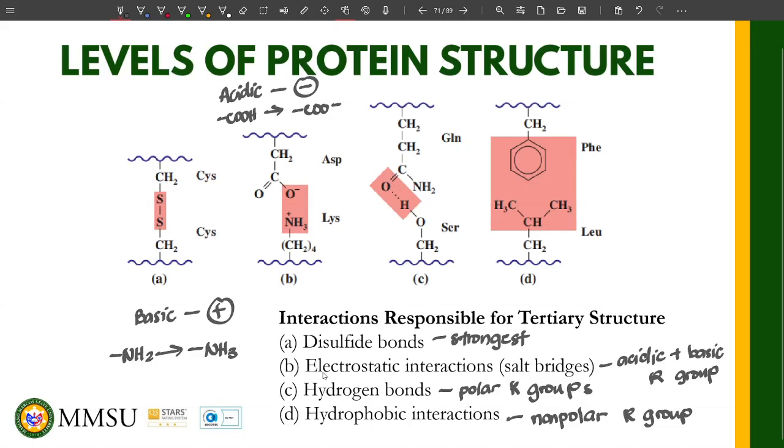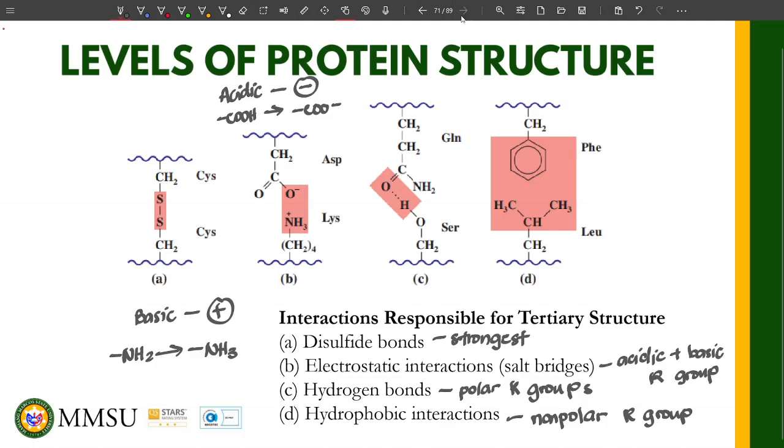And also, if you will notice, all of these interactions are quite dependent on the type or the nature of your amino acids. Disulfide is automatically cysteine. Electrostatic interactions occur between polar acidic and polar basic amino acids. Hydrogen bonds occur between two polar neutral amino acids. And hydrophobic interactions occur between two non-polar amino acids. So that's all you need to remember for the tertiary structure.